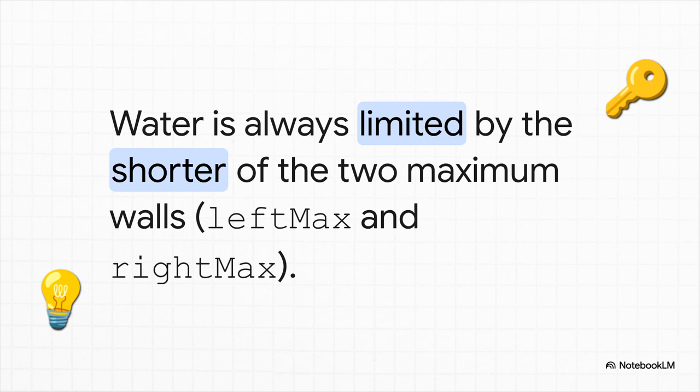Remember how the water level is always limited by the shorter wall? This method uses that to its advantage. If we know our tallest wall on the left is, say, a height of 5, and the tallest on the right is an 8, then the left wall is our bottleneck. That's what limits the water level. We don't even need to know the exact details of what's happening way over on the right side to make a calculation on the left.